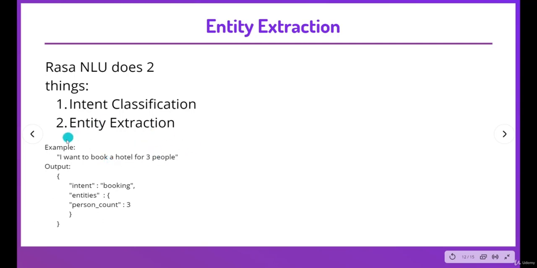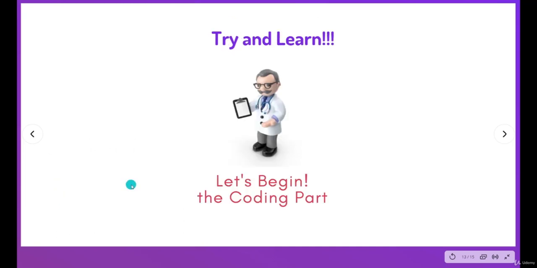Let's say the user gives this input: I want to book a hotel for 3 people. Now your RASA NLU model works and takes out two things. First one is your intent and second one is your entity. Now it will classify the intent as booking and it will give an entity for it, which is person count as 3. Now let's see how we can achieve entity extraction in the coding part.